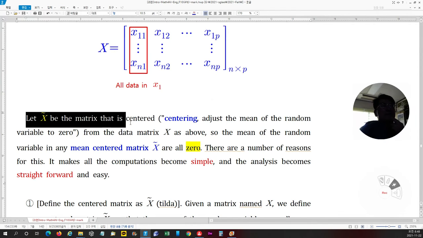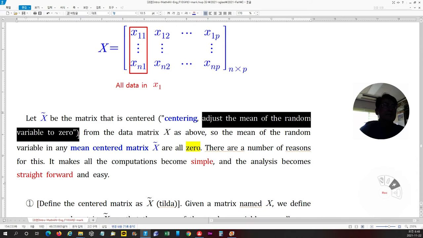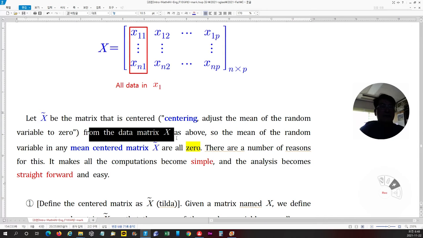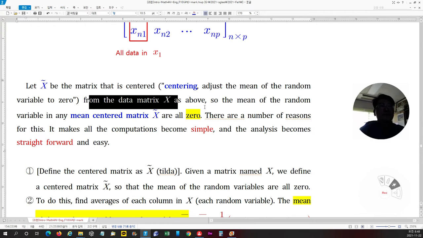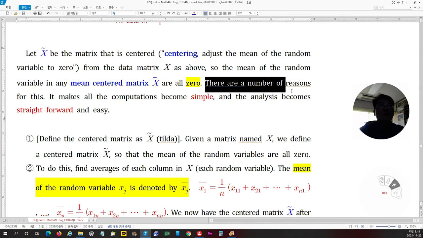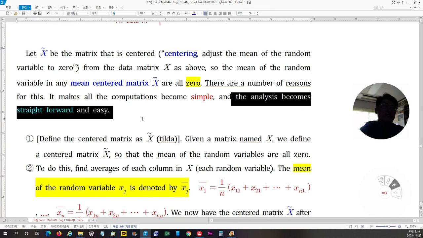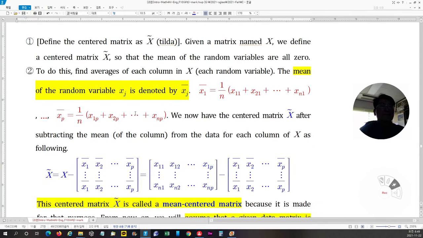Let X tilde be the matrix that is centered. Here, centering means adjusting the mean of the random variables to zero from the data matrix X. So the means of the random variables in any mean-centered matrix X tilde are all zero. There are a number of reasons for this. It makes all computations simple and the analysis straightforward and easy. Okay, here is the way of centering.